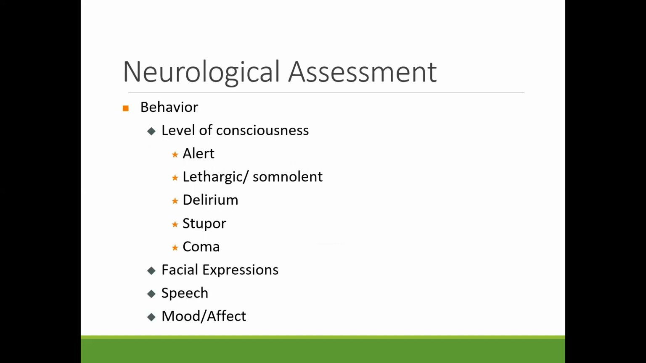Behavior goes back to the level of consciousness: alert, lethargic, delirium, which we'll talk about, stupor, or coma. What facial expressions do they have, and do they match what is going on? Speech, mood, and affect. Is their affect appropriate? If I just told you your best friend ran away, are you laughing? Are you crying? Is the mood congruent with the situation? Facial expressions with Parkinson's, they usually have the mask-like face. So we want to assess that if they have Parkinson's or even if they're on meds that could cause Parkinsonism.